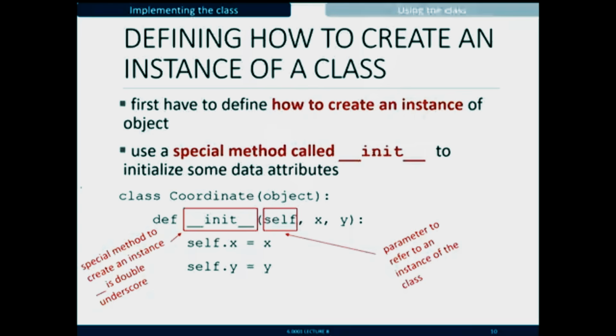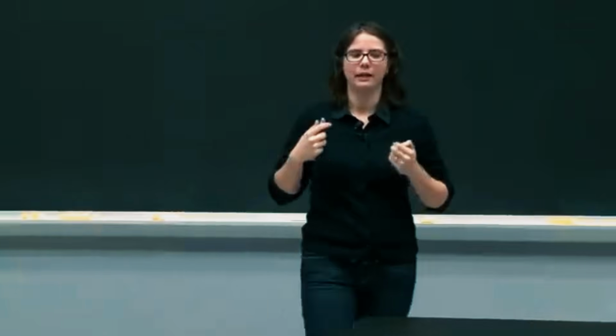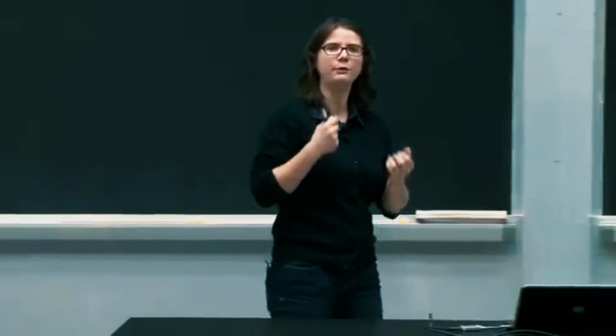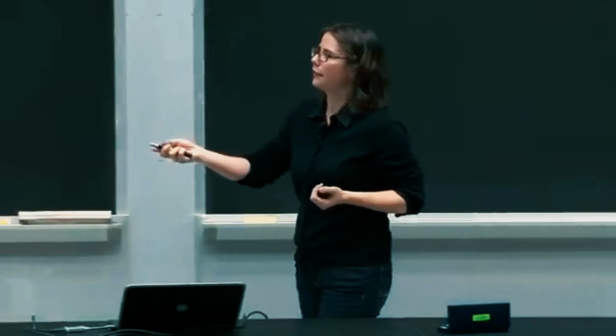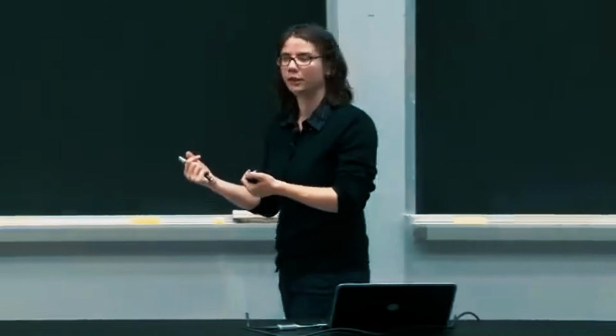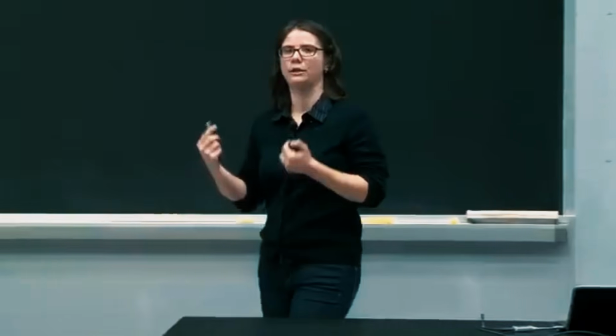The self is going to be a parameter, when you define this class, that represents a particular instance of the class. We're defining this coordinate object in a general way. We don't have a specific instance yet, because we haven't created an object yet. But self is going to be a placeholder for any instance when you create the object.